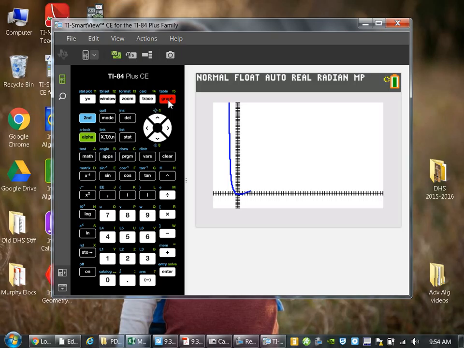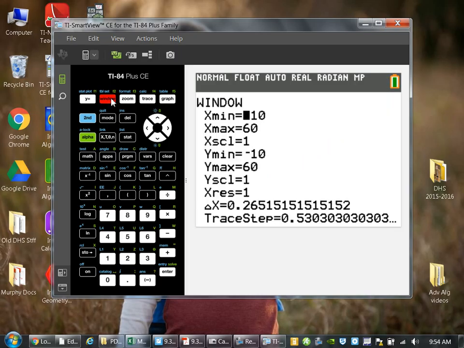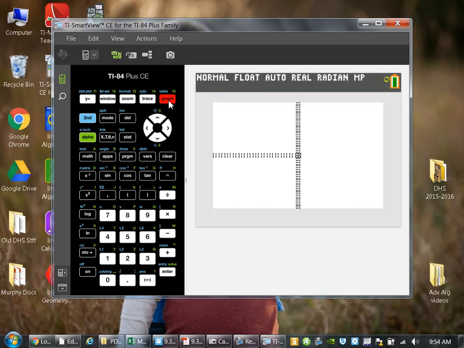You might have to move around a little bit with your windows to see it a little bit better. I had mine set from a problem we did yesterday, so let me change my window to negative 30 by 30. Then do negative 30 by 30 on the other one. I think that it should work out. Yeah, you should see it now.